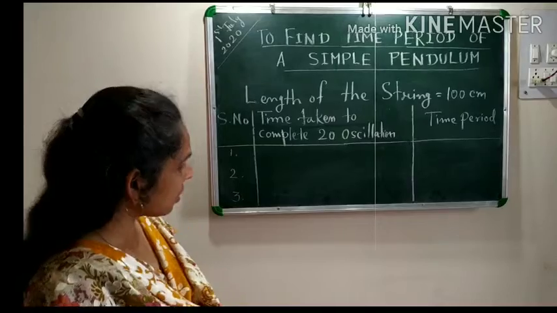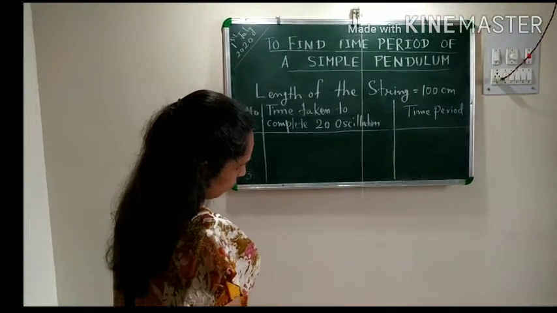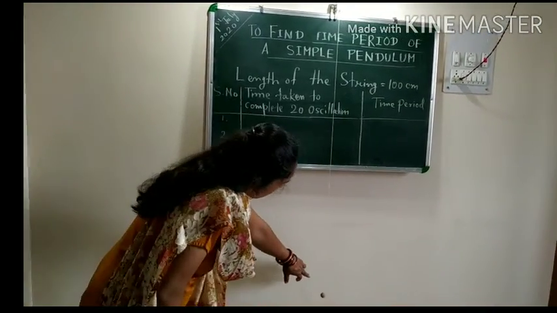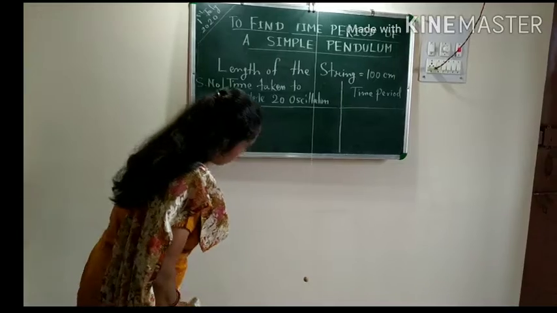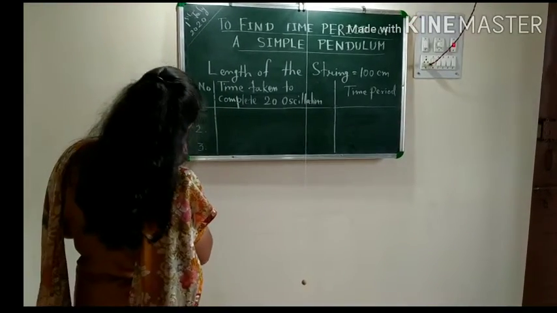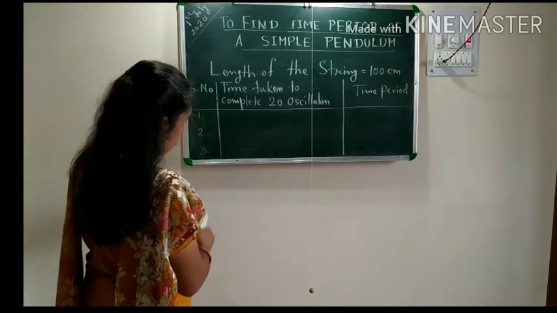Here you can see the setup. The bob has come to the rest position and it is at its mean position. I have marked it here behind it on the wall. Now we have to note down the time. Time is 0 minutes.